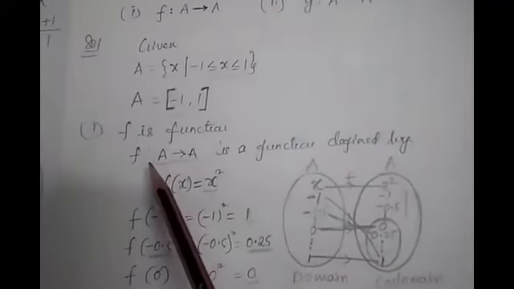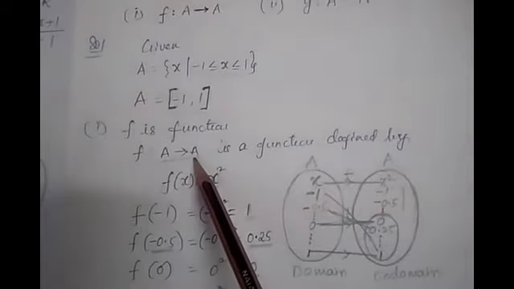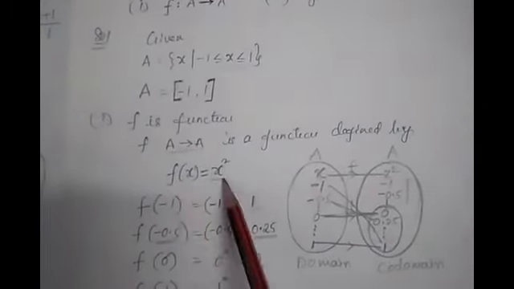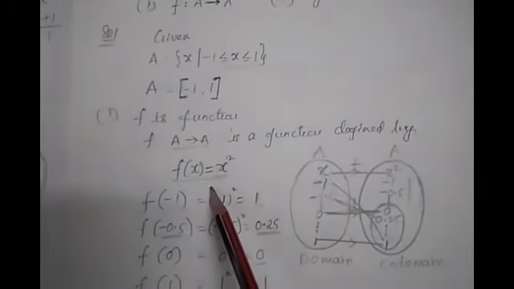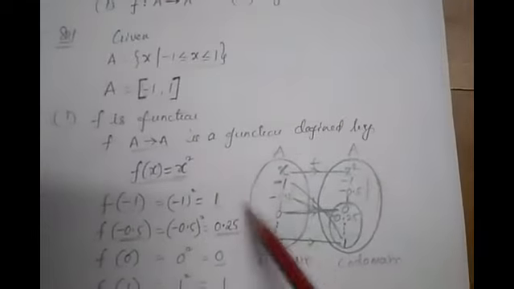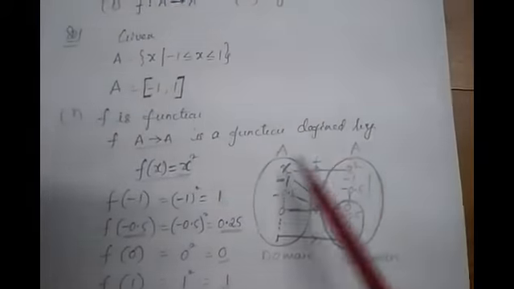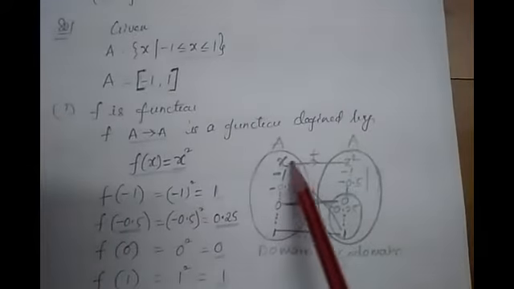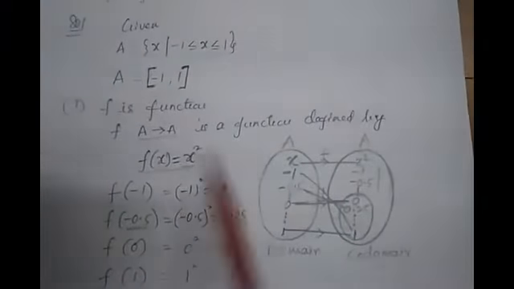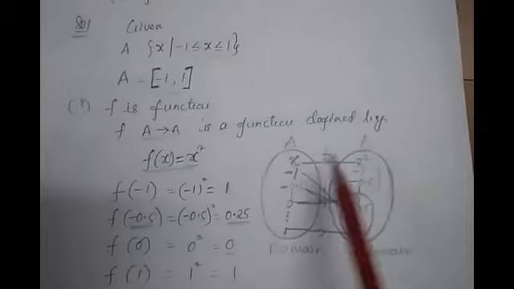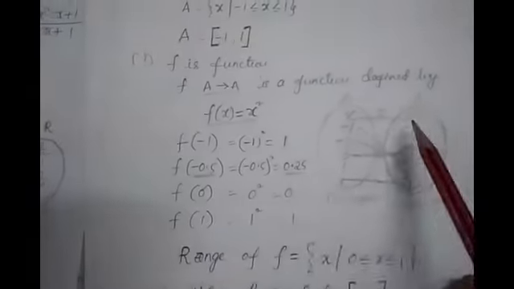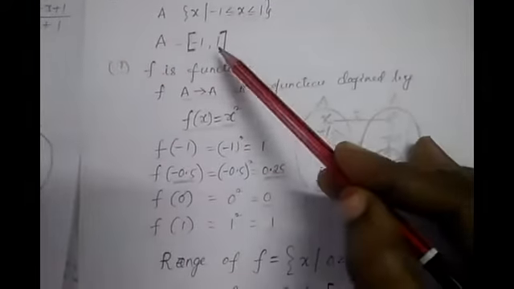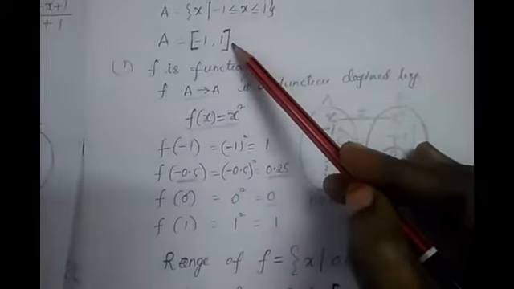Let us verify. Given f is a function from A to A defined by f of x is equal to x square. Let us denote this pictorially. Draw this diagram. F is a function from A to A. X is mapped to f of x, which is x square. The image of x is x square. Now let us take some elements in this interval, A equals the closed interval minus 1 comma 1.